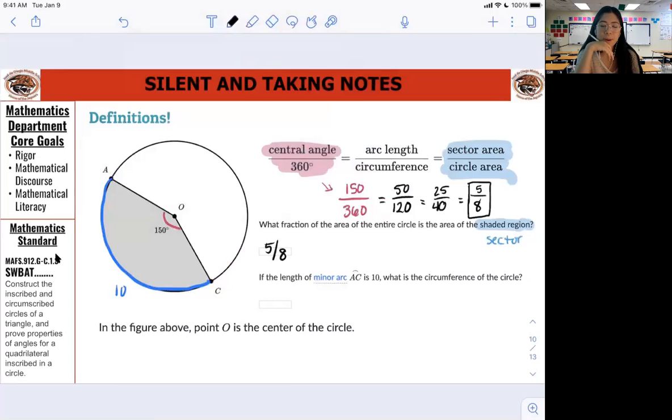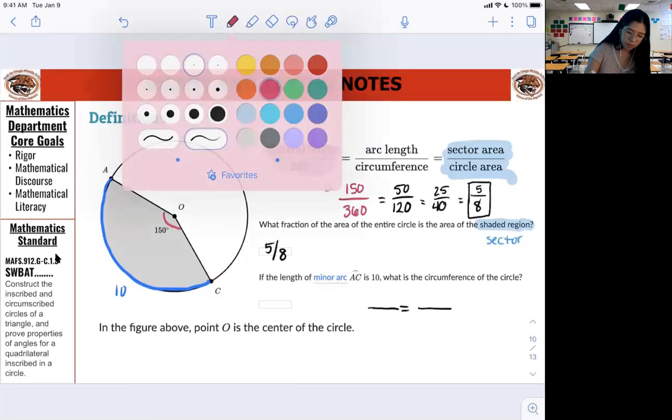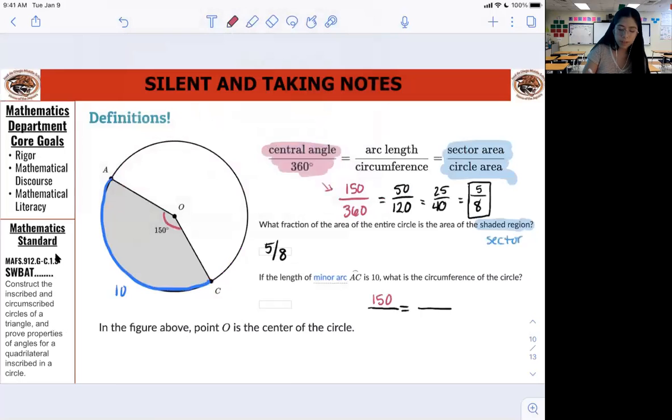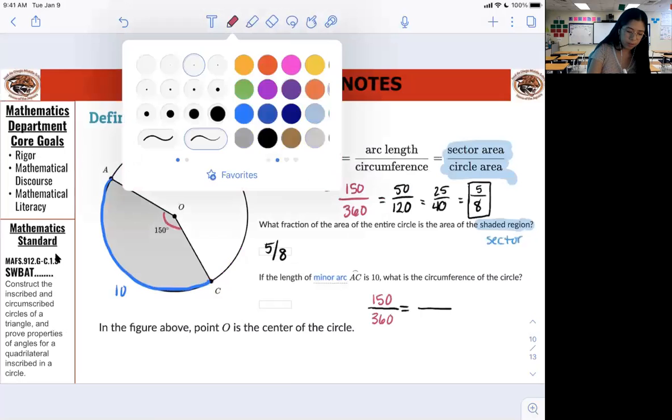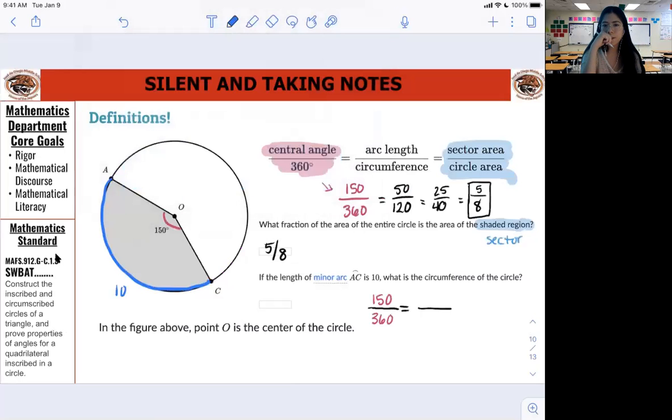All right, in this part 2, let's go ahead and set up our proportion. So where can I begin? 150. So it's 150 over 360 is equal to, what do we know? It is equal to 5 over 8, but now we're actually looking for something. What are we looking for?